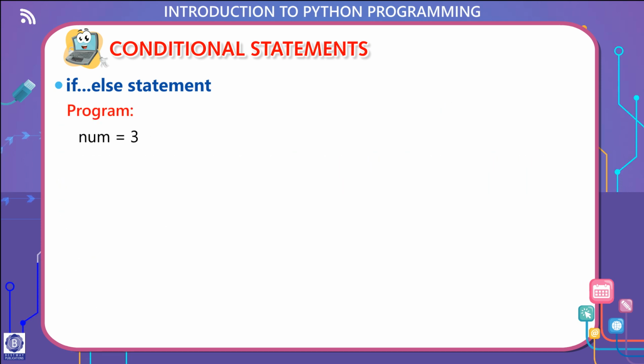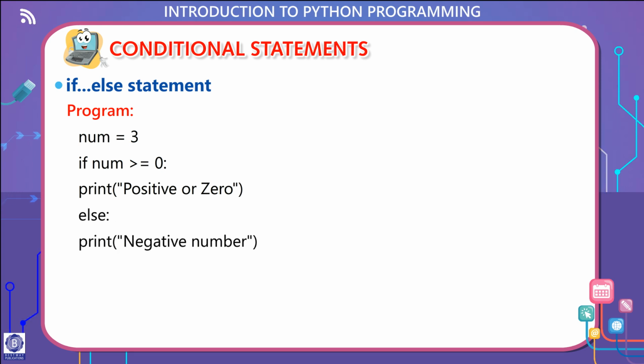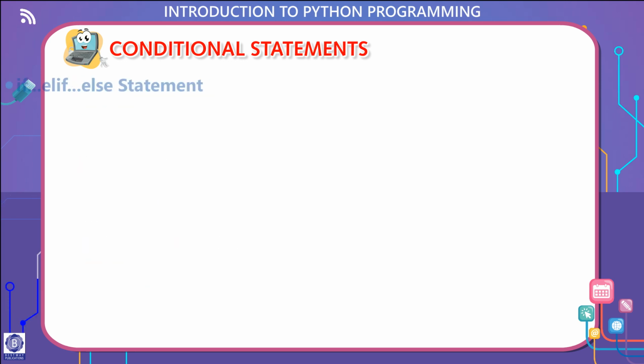Program: num = 3. If num is greater than or equal to 0, print "Positive or 0", else print "Negative number". Output: Positive or 0.